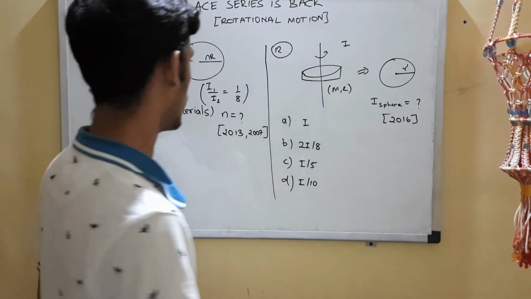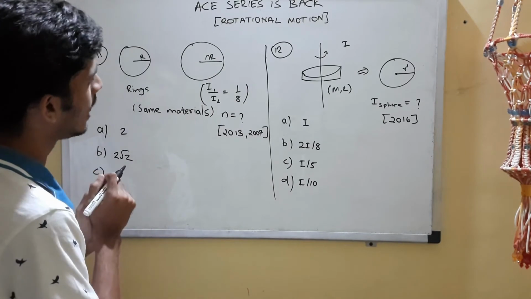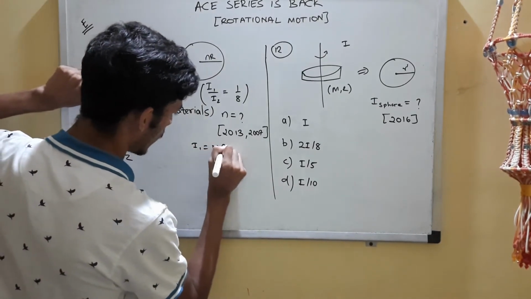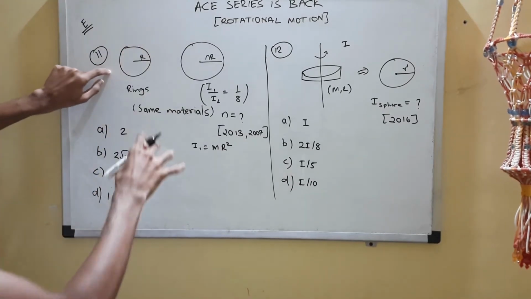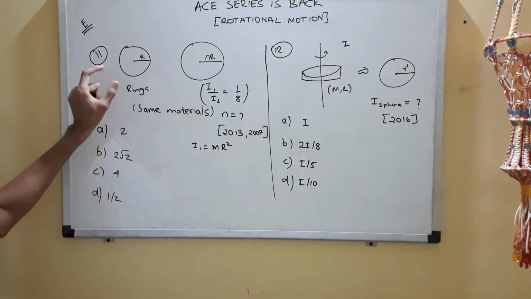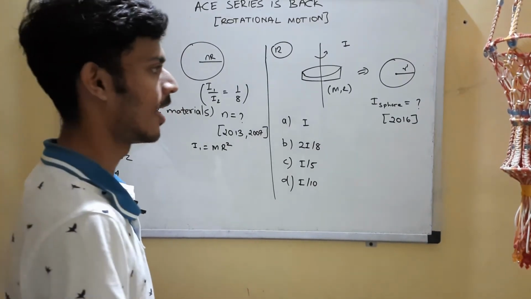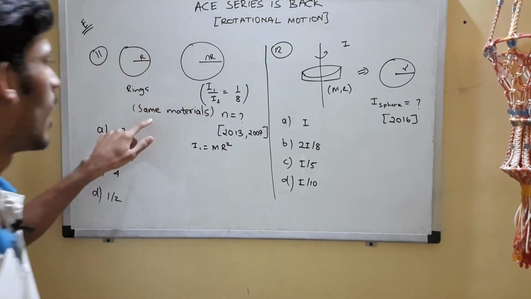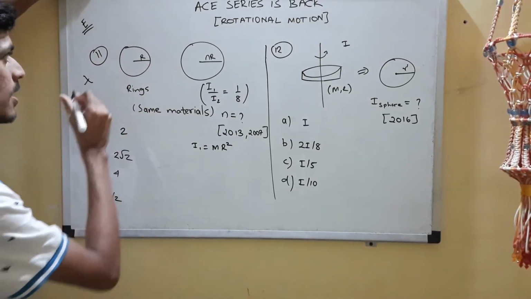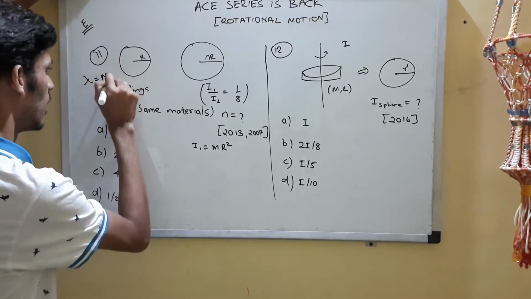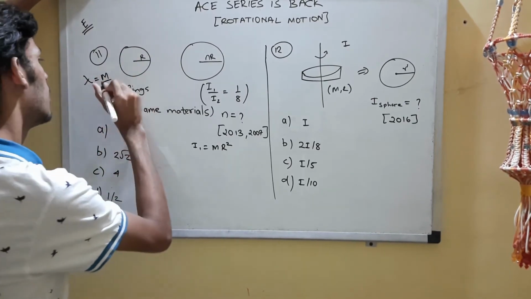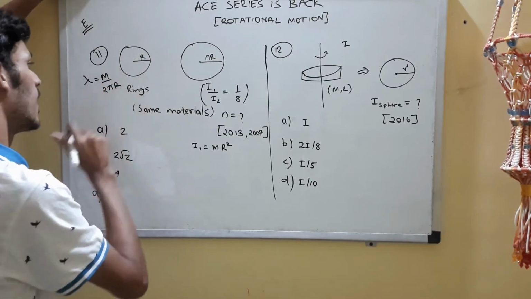First of all, we can use this data. I1 we can easily write as mr square, mass of this ring times the radius square. But here's the problem, we don't know anything about their masses. Since they are made of the same material, we can assume that they will have the same linear mass density, mass per unit length. Length is basically the circumference for a ring, so I can write it as 2 pi r for this ring.